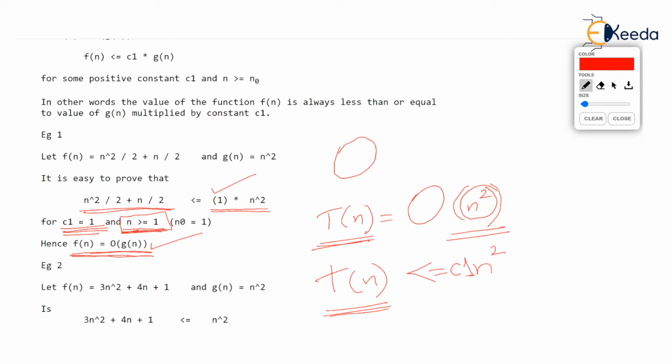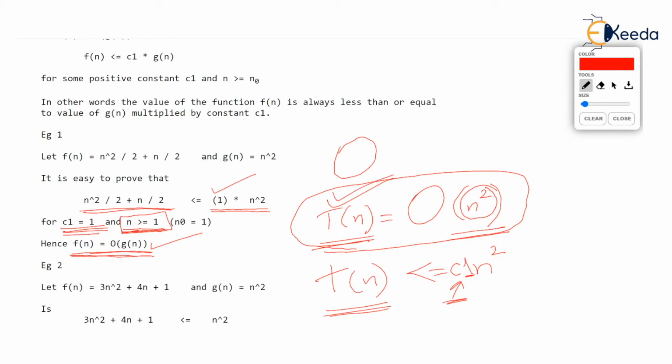But check that when we write big O notation, we don't write that constant. We simply remove that constant. Once we have proved that for some constant this is true, it is not necessary to write the constant. We can simply write T(n) is equal to O(n square). Now the reader would know that the value of T(n) is always less than or equal to the value of n square.